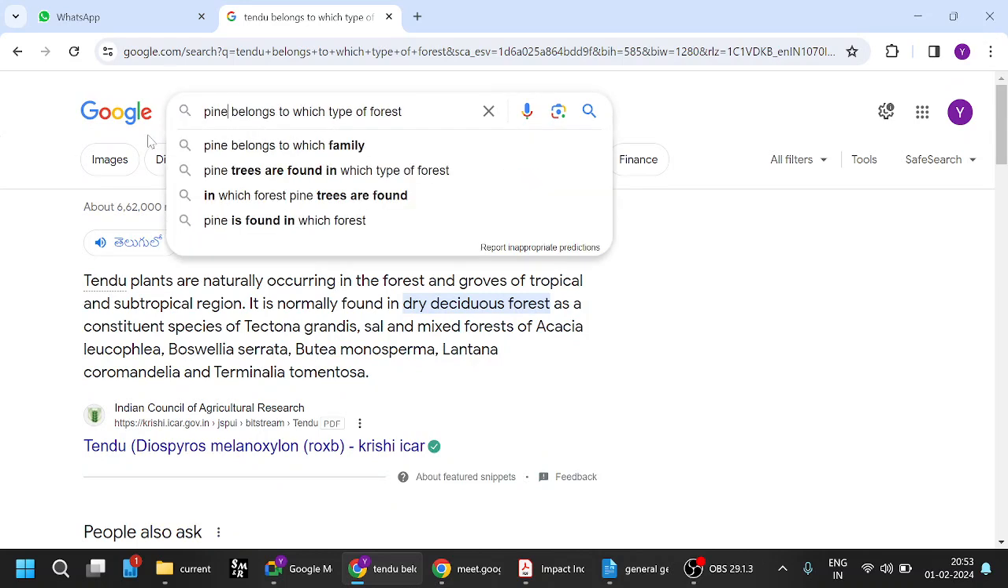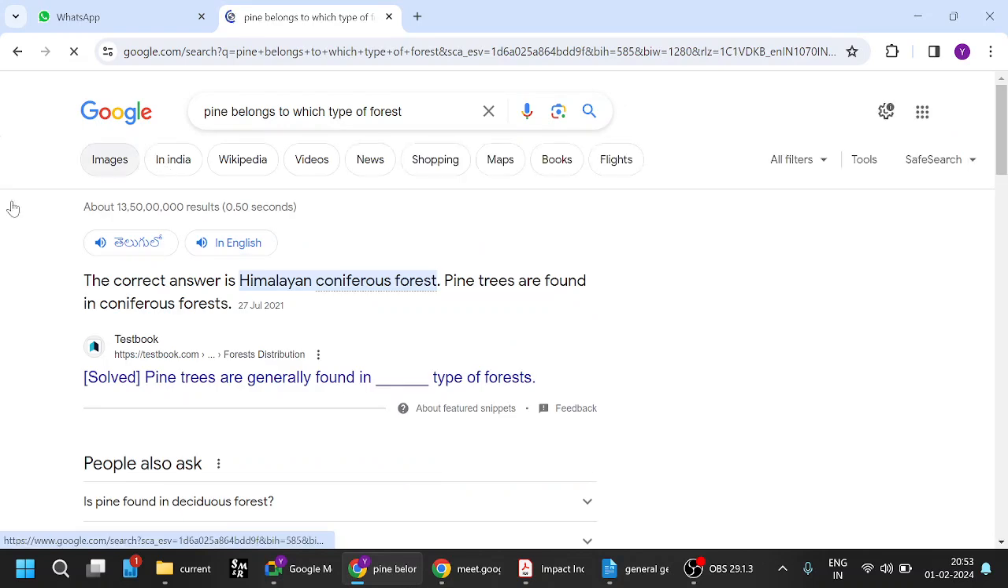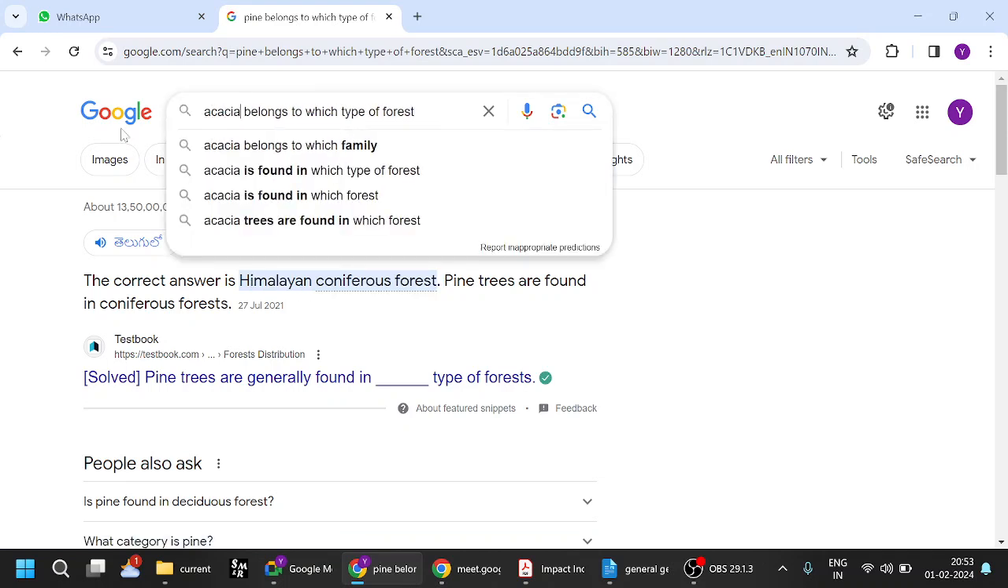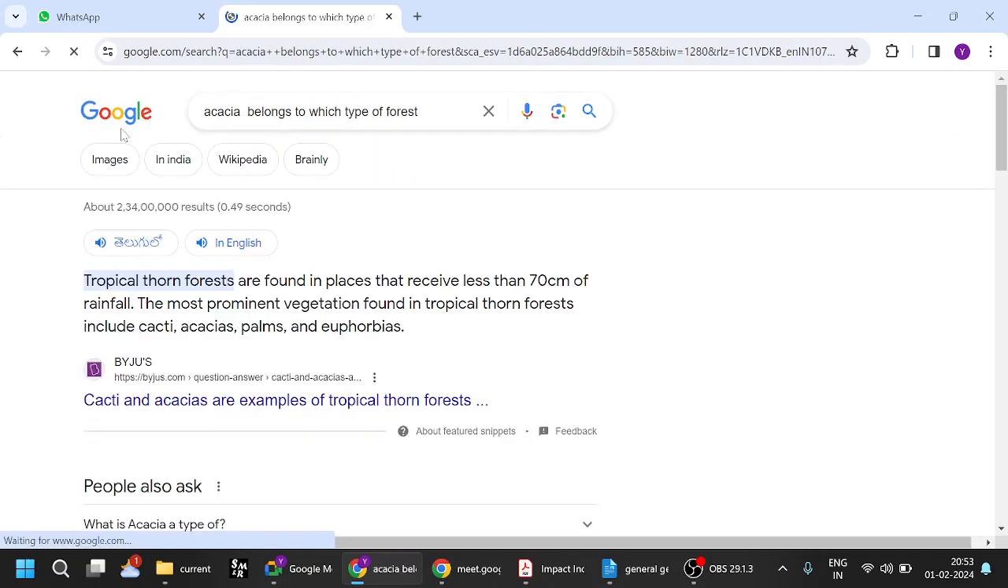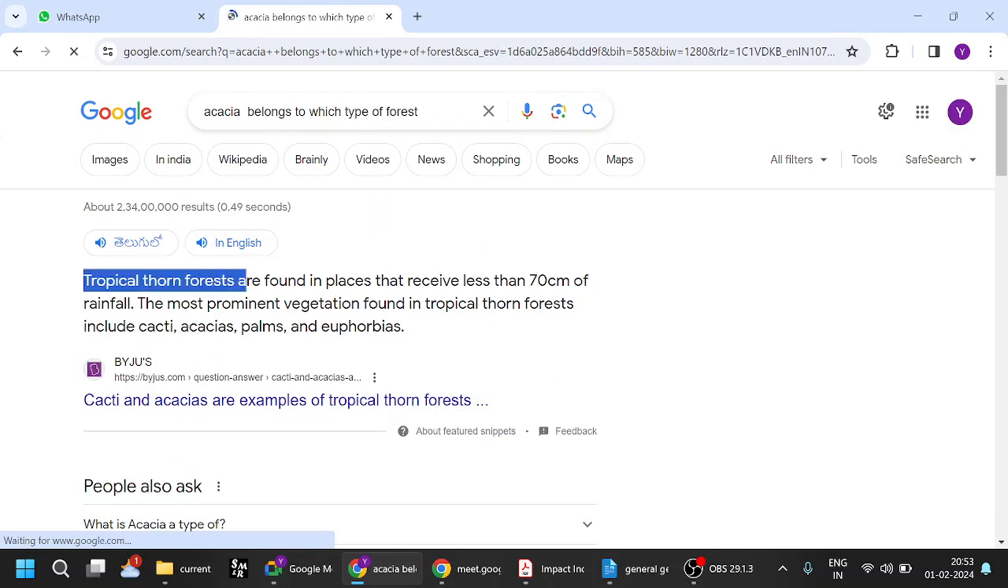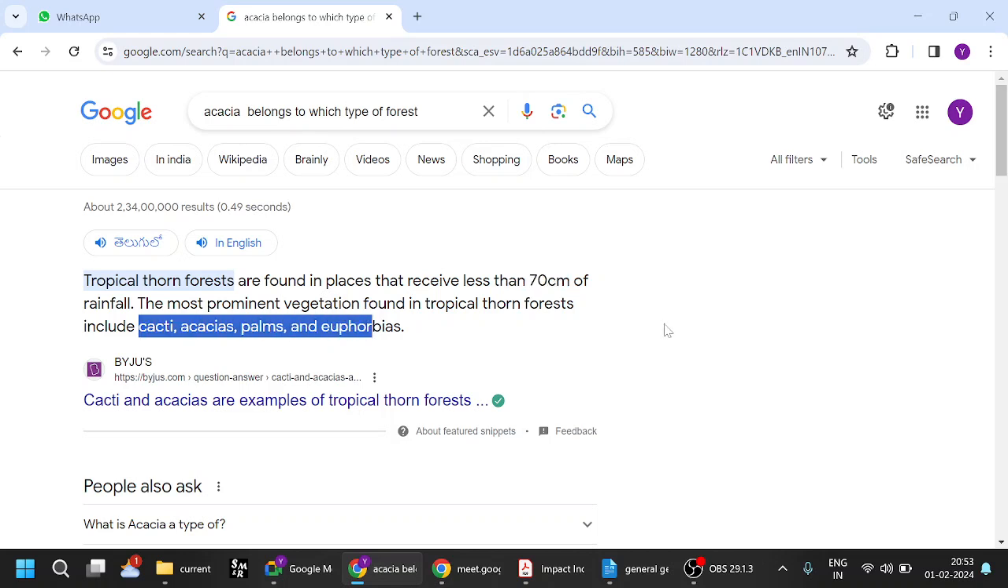Pine. Pine belongs to, I think, coniferous. So pine belongs to Himalayas coniferous. Okay, and acacia, tropical thorn forests, etc. This is less than 70 centimeters. There you have cactus, acacia, palms. So basically, it's talking about some form of desert.